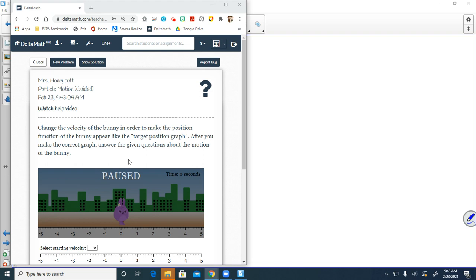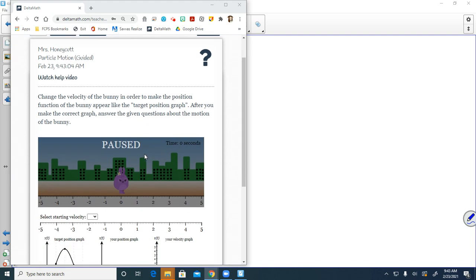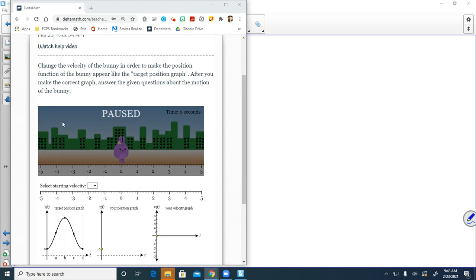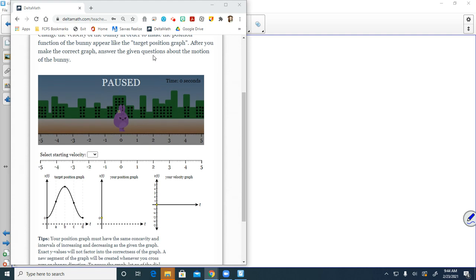Then on your last section in Delta Math, you'll have an activity that looks super cute. You got this little bunny. He's going to be moving back and forth. It can be really frustrating if you try this on your own without looking at really what you're doing. So what you're going to have to do is change the velocity of the bunny in order to make the position function of the bunny appear like the target position graph.